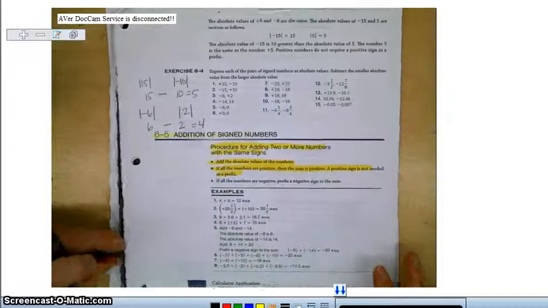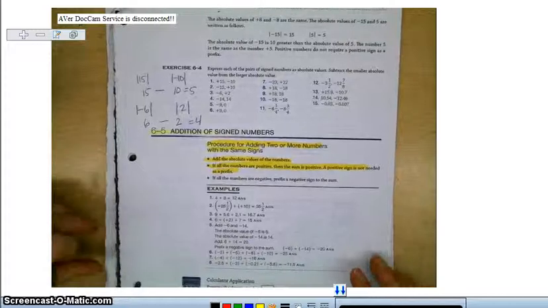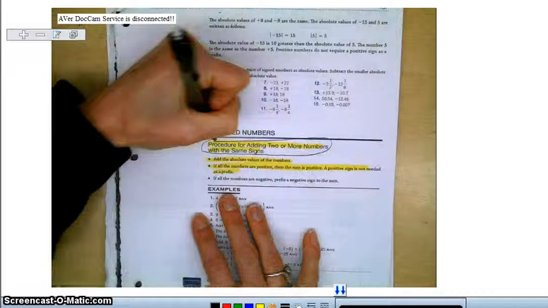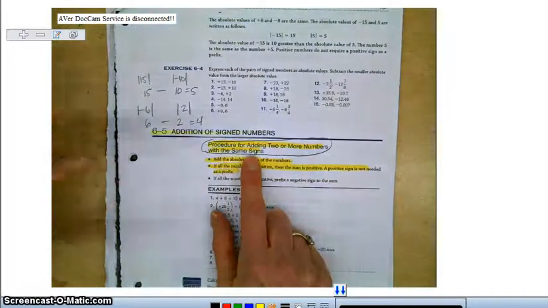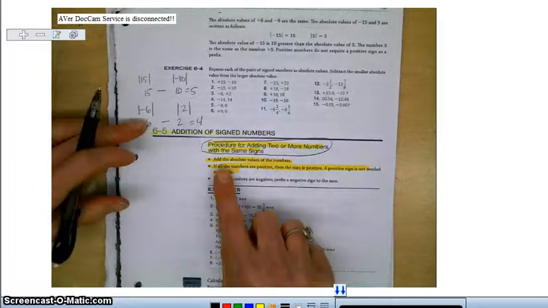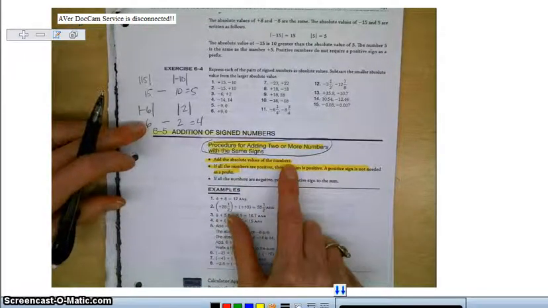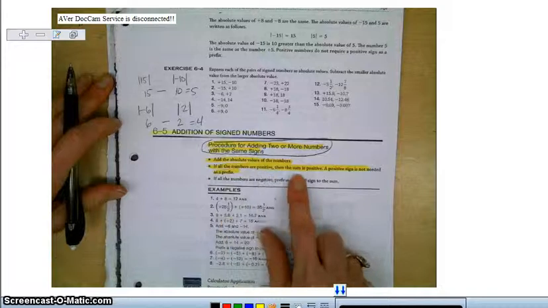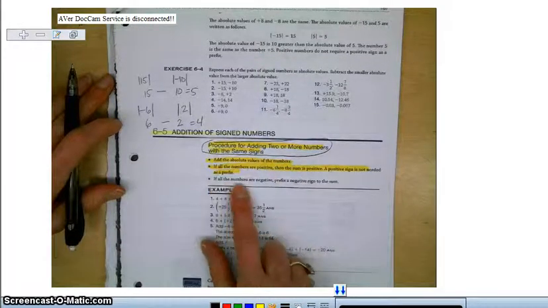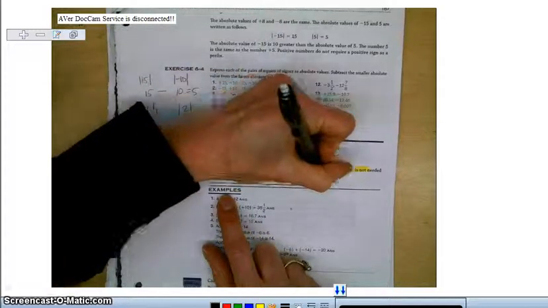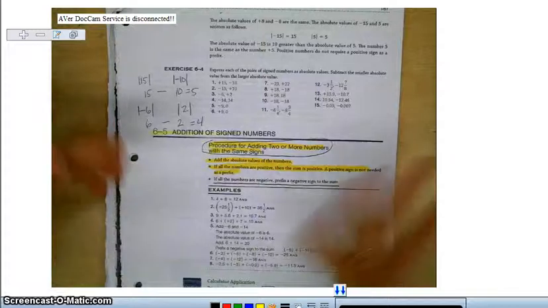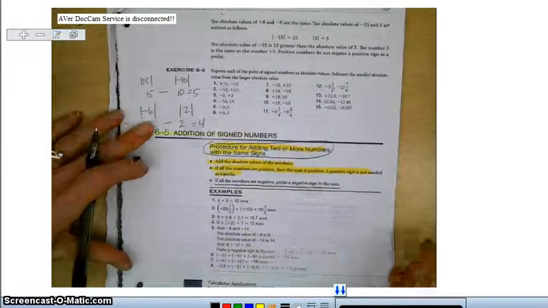All right, so now we're going to get rules for adding signed numbers, and these are important. We're going to be adding two or more numbers with the same signs, all positives or all negatives. Add the absolute values of the numbers. These are instructions. Add the absolute values of the numbers. If all the numbers are positive, then the sum is positive, and the positive sign is not needed in the answer. If all of the numbers are negative, you put a negative in front of the answer. So the sum of a bunch of negative numbers is negative, and the sum of a bunch of positive numbers is positive.